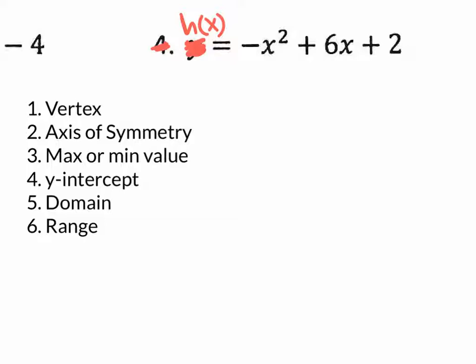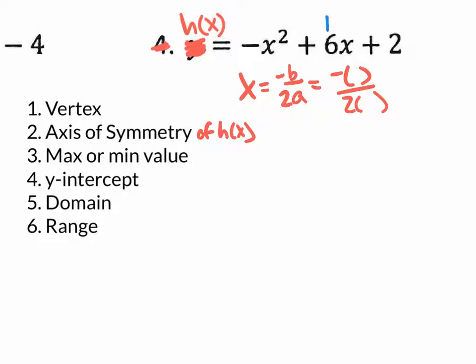If I told you find the axis of symmetry of h of x. So you find h of x, whichever one that may be, and you're going to find the axis of symmetry by first finding the x value of your vertex using the vertex formula. x equals negative b over 2a. So we're going to have negative parentheses over 2 times parentheses. The b value is 6, the a value is negative 1, the c value we don't care about. That's 6 right there, that's negative 1 right there. So you're going to end up with negative 6 over negative 2, which means that the x value is 3.